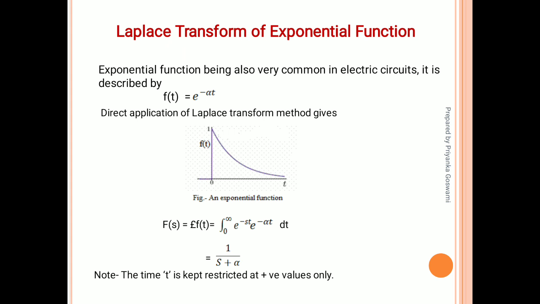Now, Laplace transform of the exponential function. The exponential function is also very common in electric circuits, and it is described by f(t) equals e to the power minus alpha t. Now, direct application of the Laplace transform method gives F(s) equals L of f(t) equals the integral from 0 to infinity of e to the power minus st into e to the power minus alpha t. Here we put f(t) equals e to the power minus alpha t, which gives 1 by s plus alpha. So here time t is kept restricted to positive values.